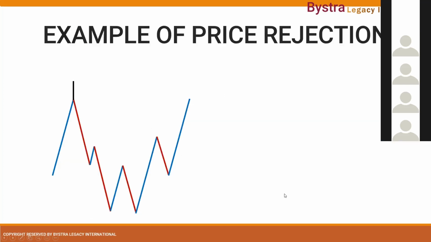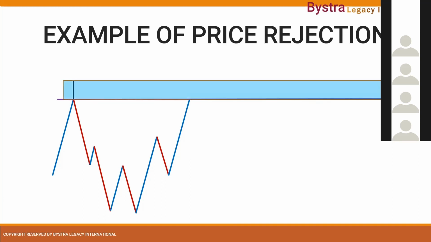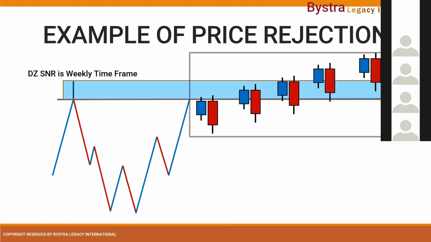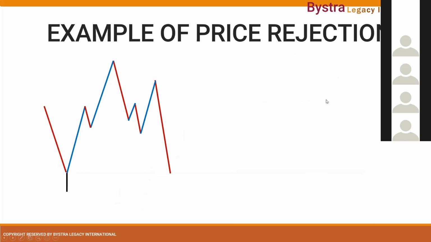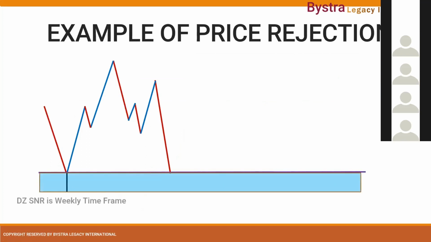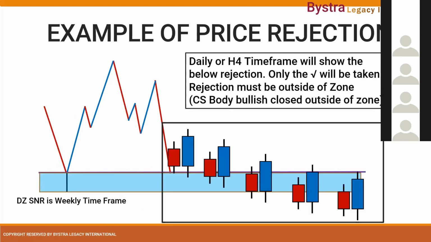So I'm going to show you an example here. I think all of you have seen this in the course, but I'm going to repeat it again. This is how we mark our danger zone SNR, and we can see that it must close outside of the zone. Price must touch the zone and close outside the zone, not up here, not up here. This is very, very high risk. Same goes with the buy setup. Price must come into the zone and close outside of the zone.